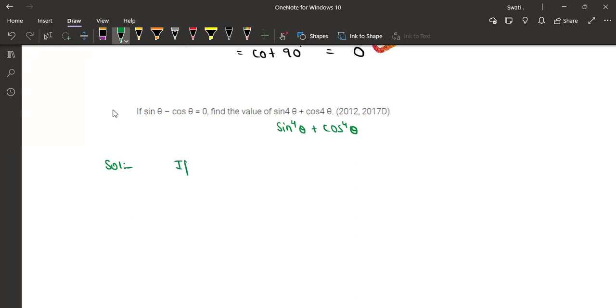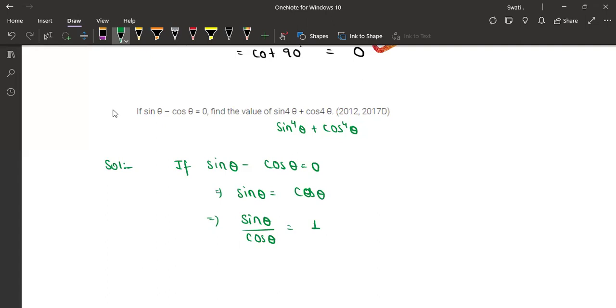So let's start again. Remember, as I keep saying, you have to always make use of the given information. So here, what is given? If sine theta minus cos theta equals 0, this simply implies that sine theta is equal to cos theta, right? Because 0 plus cos theta will become cos theta. Now from here, if I send cos theta to the other side, it will come in the denominator, okay? So sine theta upon cos theta is equal to 1.